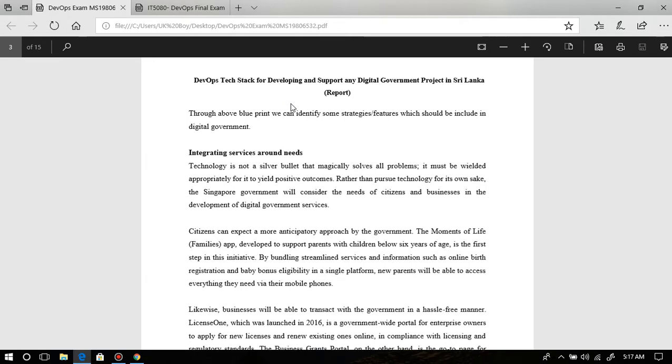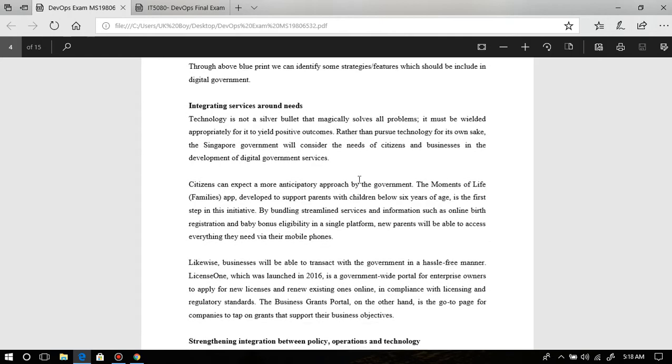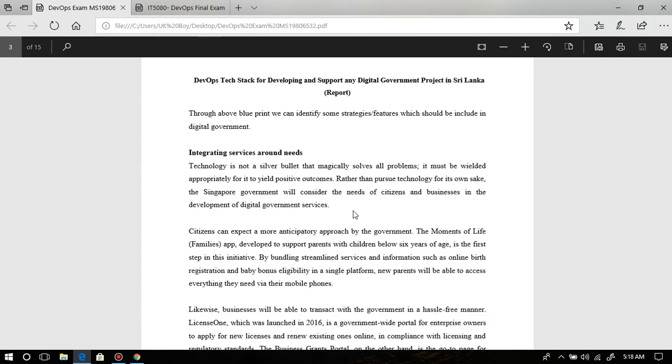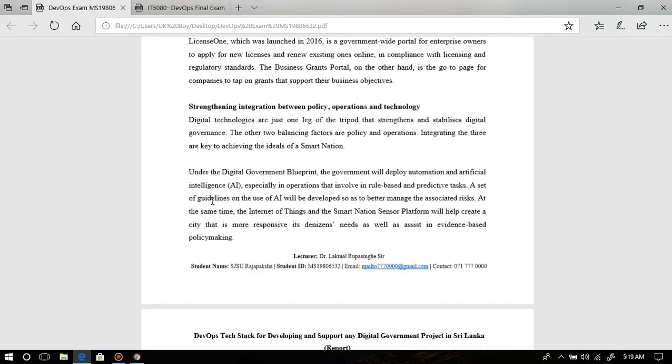Here I have mentioned some of the features and strategies which should be included in digital government. First one is integrating service around needs. Here I have mentioned the thing which we showed in the video, it means things such as getting birth certificates of a child can be done through this, as well as business persons can get benefits, and there are several benefits.